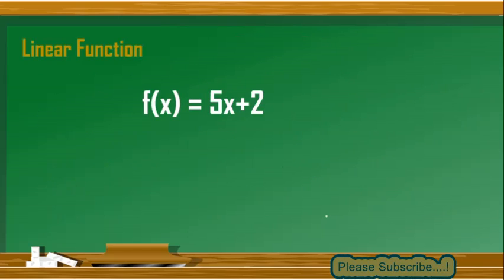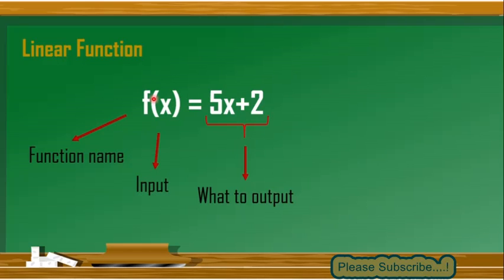Here we have a linear function. This is what we call the function name. That one, our x, is our input. And this one is the output, meaning in this expression we're going to find our output.